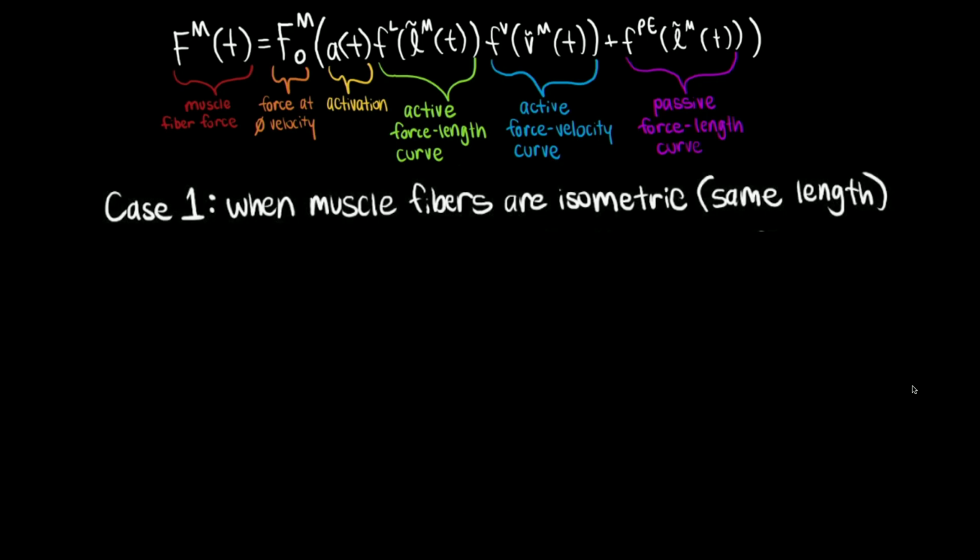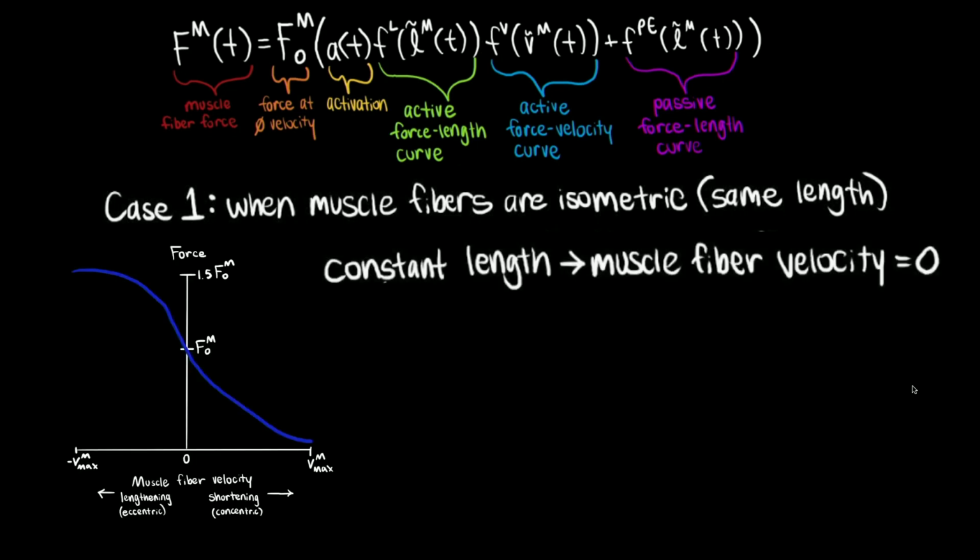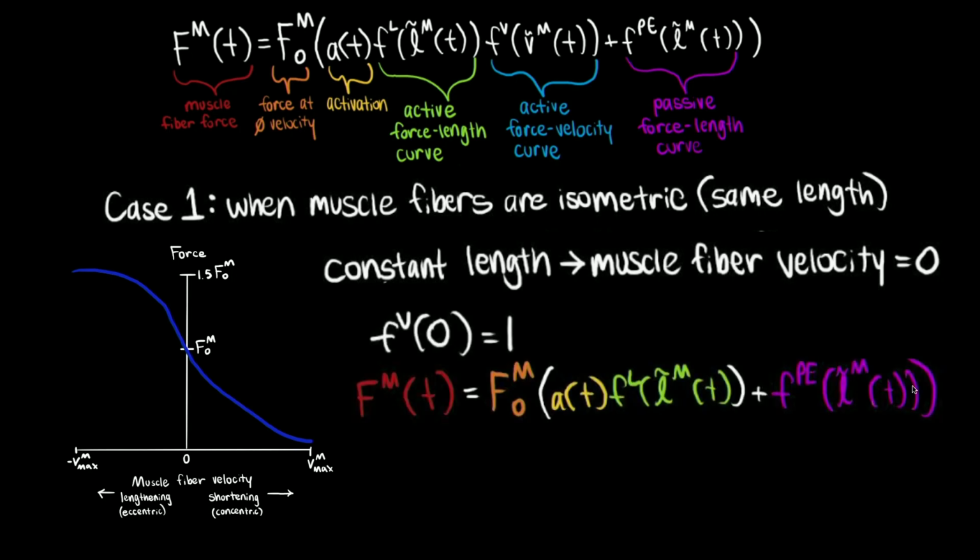When the muscle fibers are isometric, the length of the muscle is constant, and because the length is constant, the active force velocity is zero. As a result, the active force from the force velocity curve goes to 1, and the equation simplifies as seen on the screen.